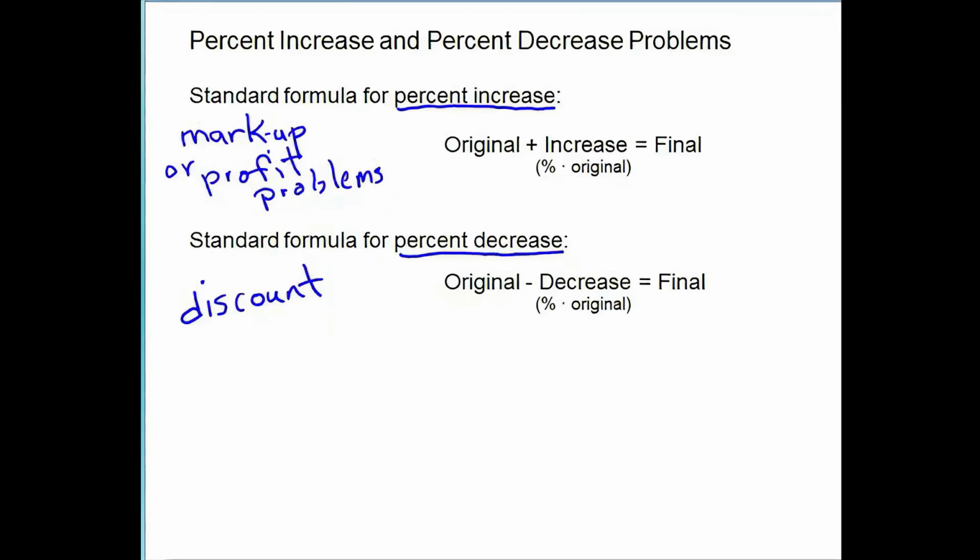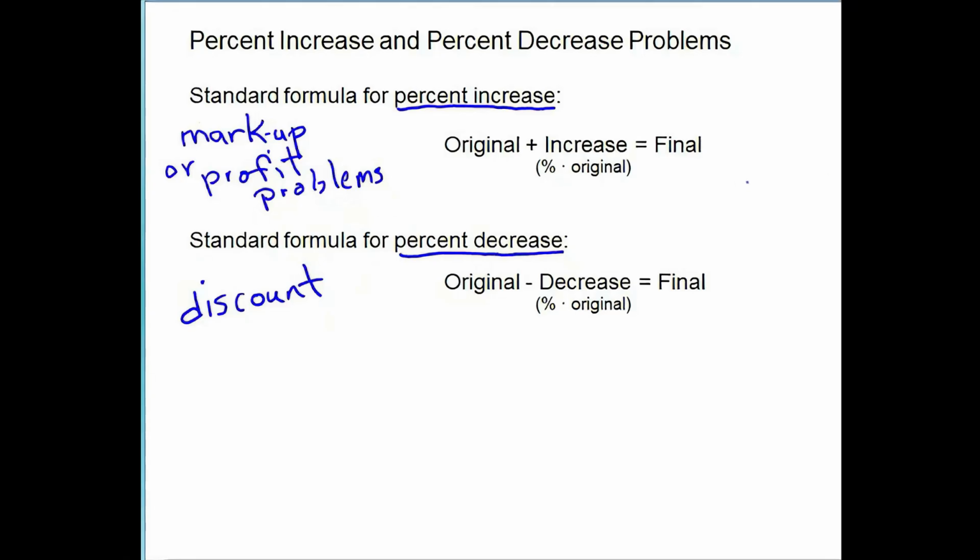Percent increase and percent decrease problems. The standard formula for percent increase is the original plus the increase is equal to the final. And for the increase, it's a percentage times the original. Remember, for percent, to do this calculation, you have to change the percent over to a decimal. Percent increase problems are sometimes called markup or profit problems. These can be problems where a business buys an item, they're going to add on some profit and sell it to the customer.